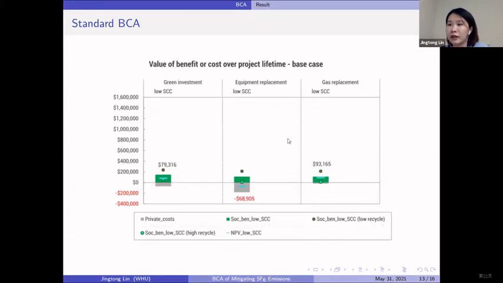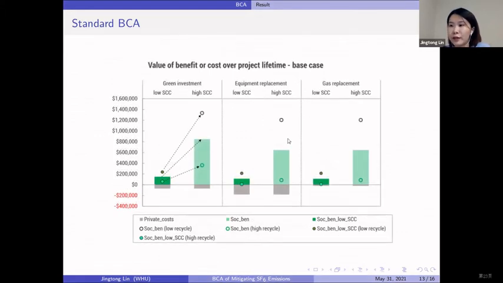Here, the light blue mark shows the net present value when everything is set at the base case. Green investment and gas replacement can achieve positive NPV. Meanwhile, due to the huge equipment cost of scheme two, it has negative NPV. However, if we consider the scenario with a much higher SCC, no matter under low or high recycle rate, the social benefit becomes much larger.